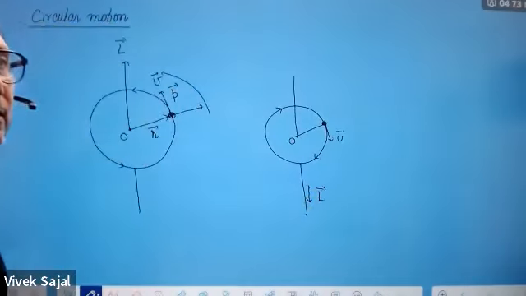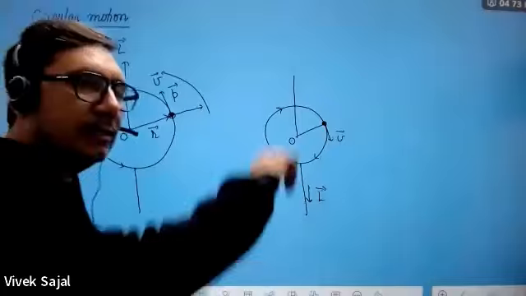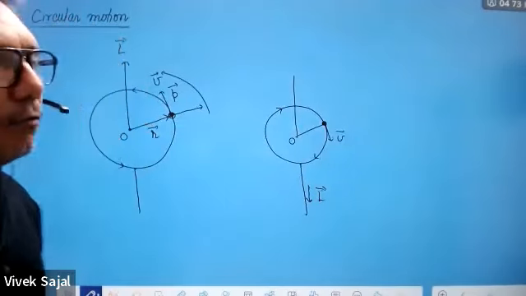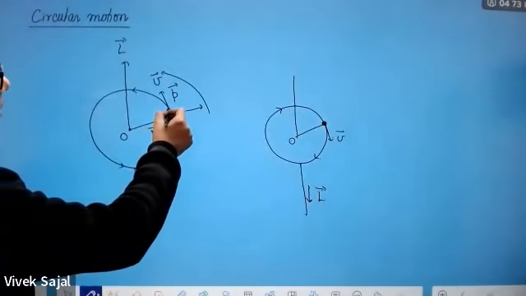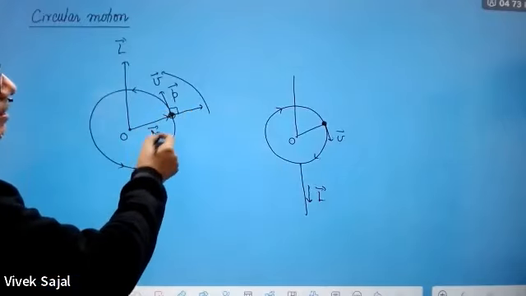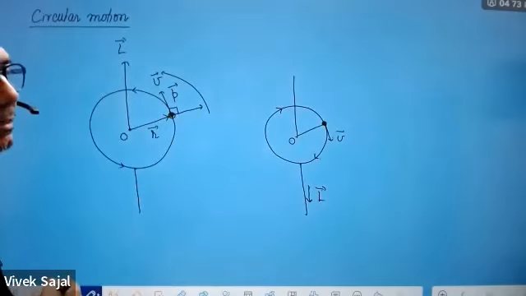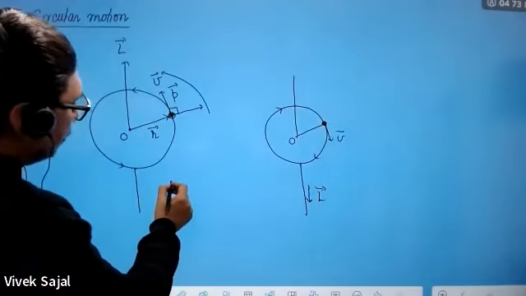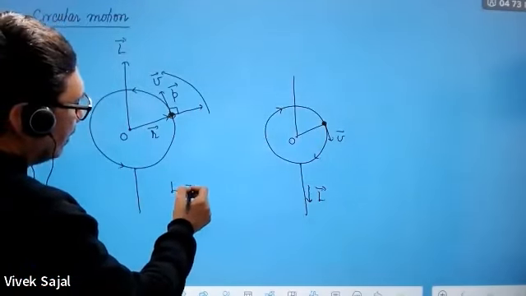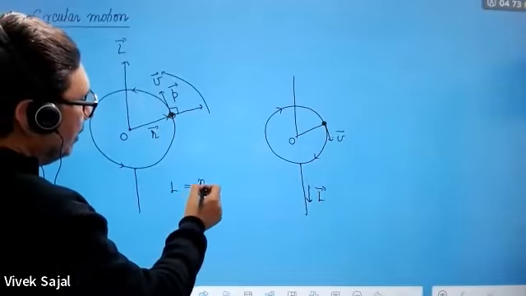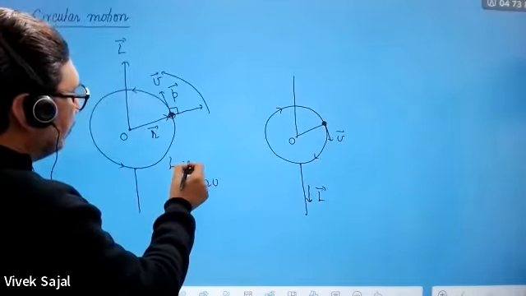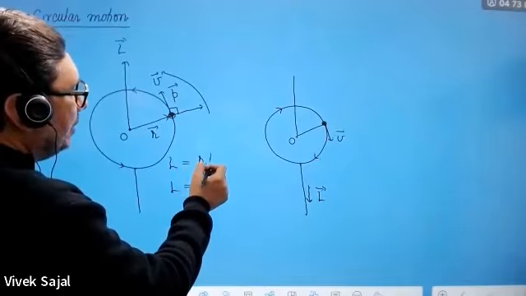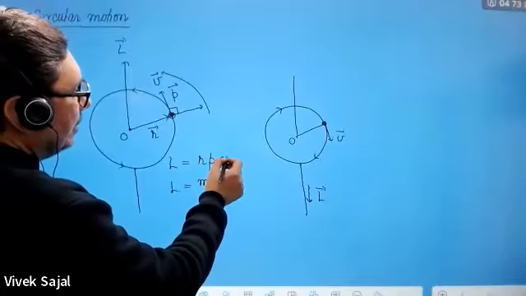For clockwise motion of the particle, it is in the downward direction. For anti-clockwise direction, it is in the upward direction. So these are the directions. And now, what is the angle between this V vector or P vector and R vector? That is 90 degree. So in this case, for the circular motion, the magnitude of L vector will be r p, and this will be sine 90.